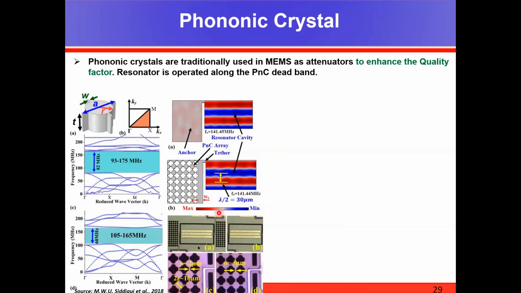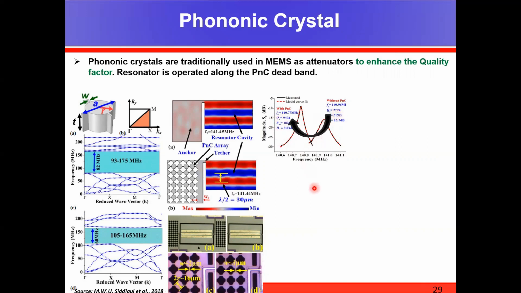This is the fabricated device. So let us look into the measurement to see how exactly the Q is improved. This is the device Q without the phononic crystal, and this is the Q with the phononic crystal. We see close to 4 times enhancement in the quality factor. This is the case where the PNC is used to terminate the device, right?